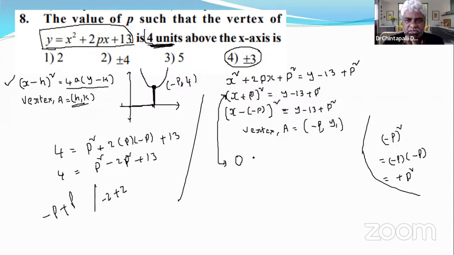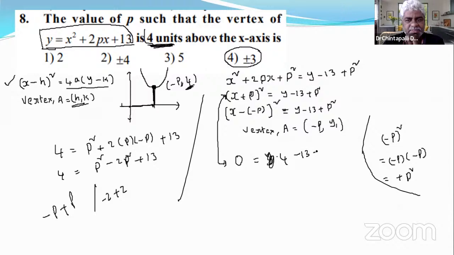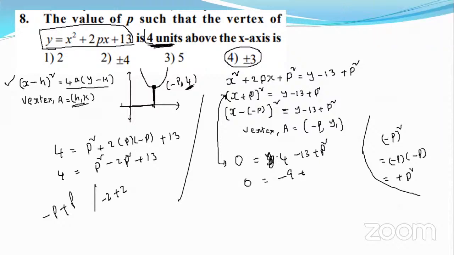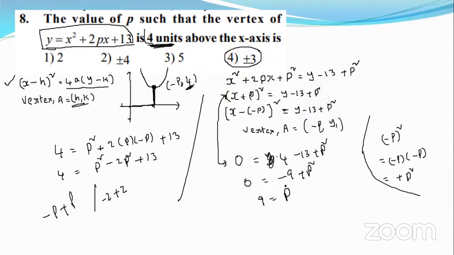Y means, what is y? Y means 4. So 4 minus 13 plus p square. 4 minus 13 is minus 9, plus p square. Bring this minus 9 to the left hand side. 9 equals p square. That's it.